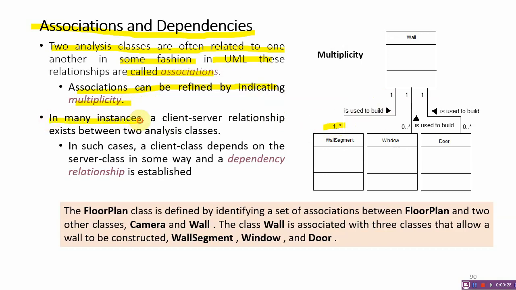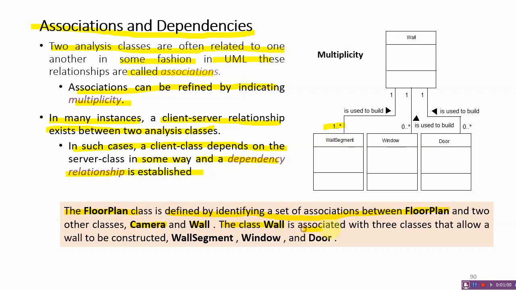In many instances, a client-server relationship exists between two analysis classes. In such cases, a client class depends on the server class in some way, and a dependency relationship is established. In our previous SafeHome surveillance system, the floor plan class is defined by identifying a set of associations between floor plan and two other classes, camera and wall.